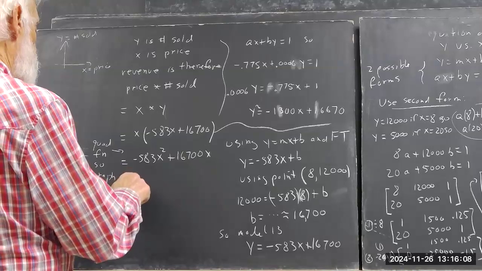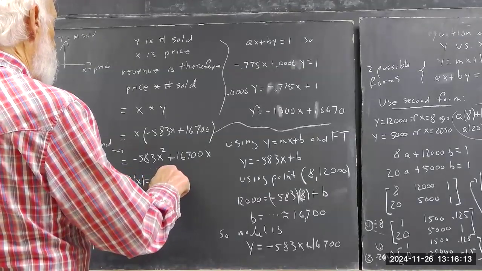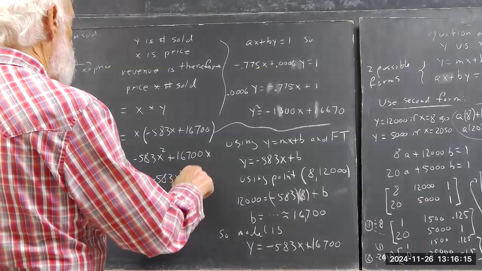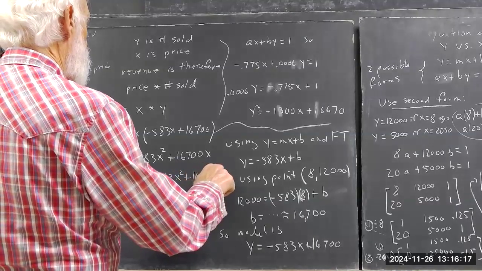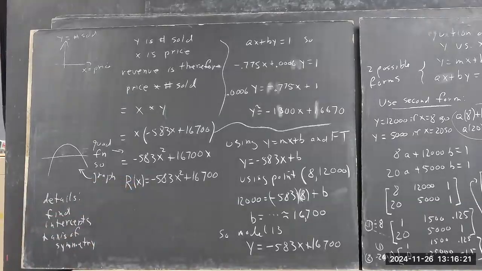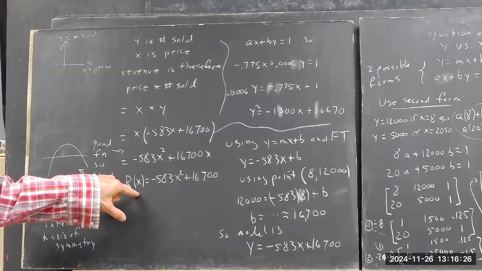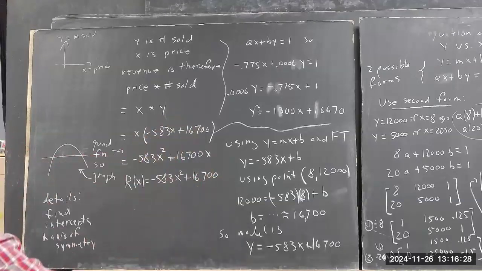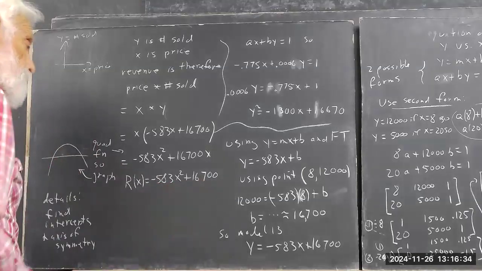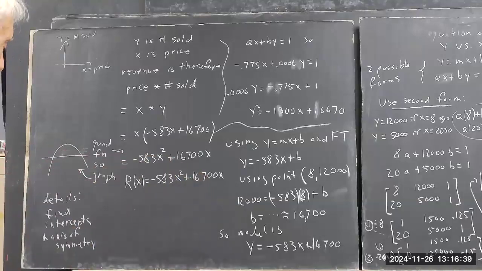And well, I'm going to say R of X for revenue as a function of X, right? And that's revenue as a function of what we sell it for. So X is something we can vary. We can set the price where we want to. Okay, so R of X is this. And it's X there. Okay.